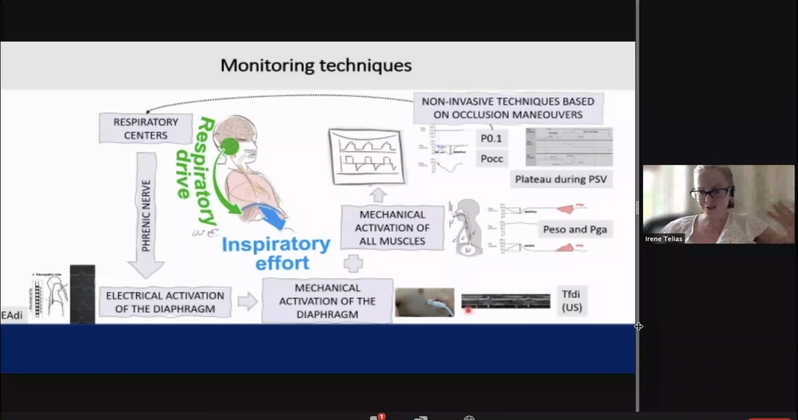So there are many monitoring techniques. I give you this roadmap just for you to have an idea. And then if you have any of these, you can then interpret what is its specific role within the overall clinical assessment of our patients.